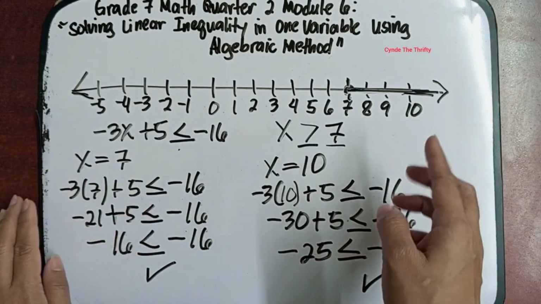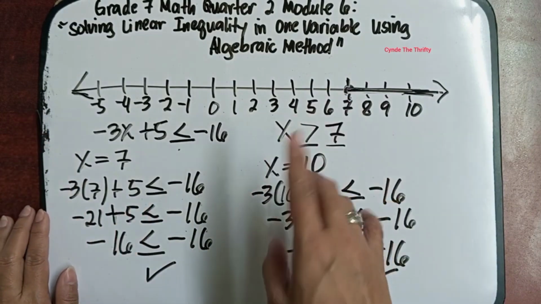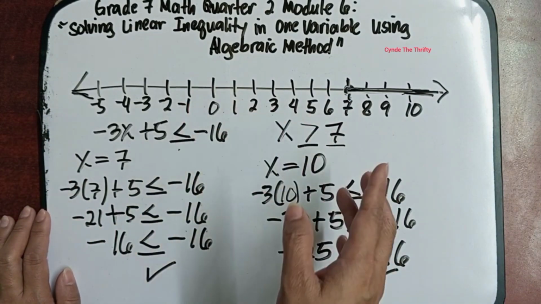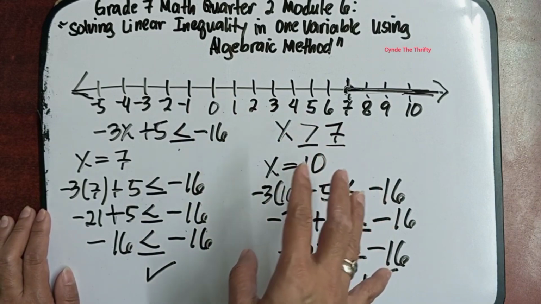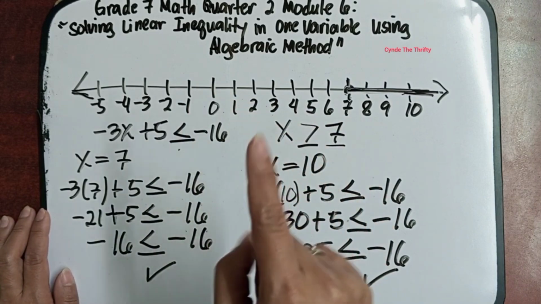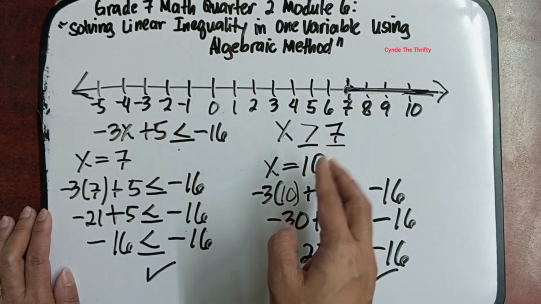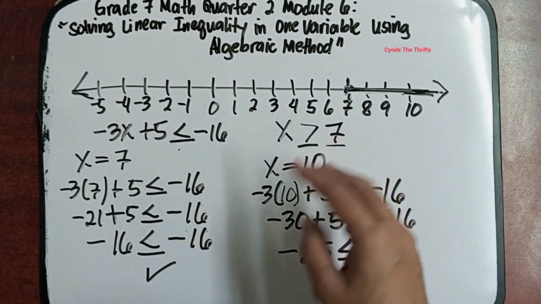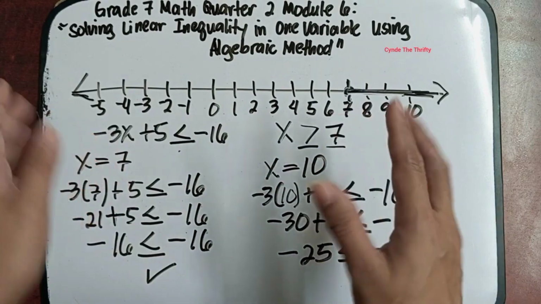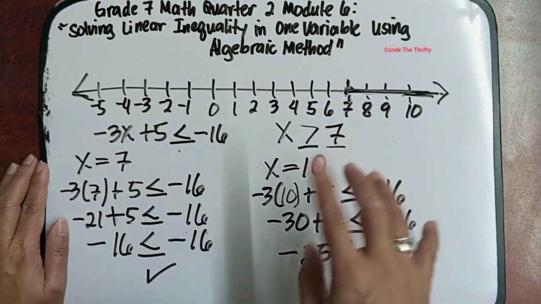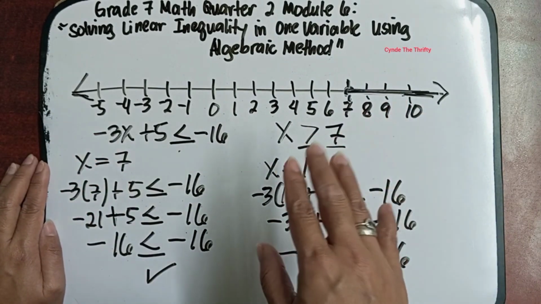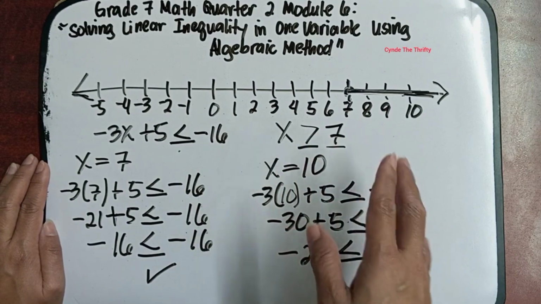Okay, so napansin nyo sa ating nakaraang lesson na sa pag-solve natin ng linear equation in one variable using algebraic method is meron lang siyang isang solution. While kapag inequality naman yung pinag-uusapan natin is marami siyang solution. So yun ang kaibahan nilang dalawa. Ang susunod nating lesson is solving linear equation in one variable involving absolute value by algebraic method and graphing.